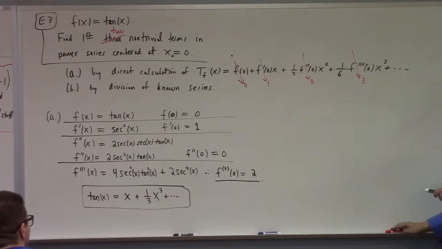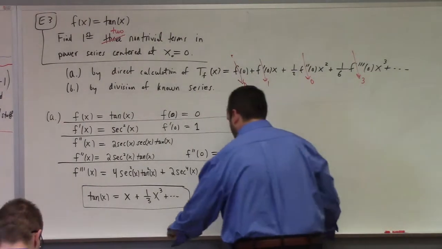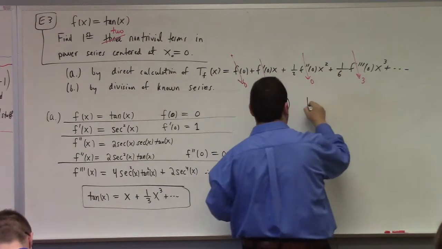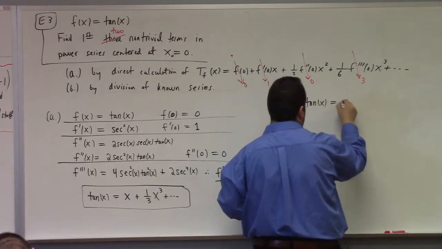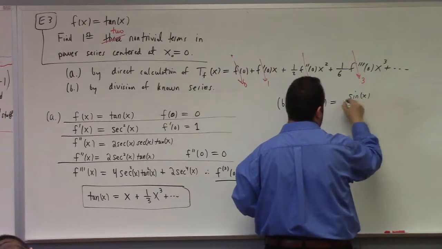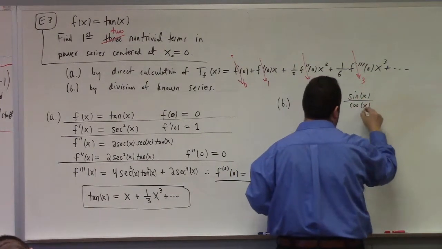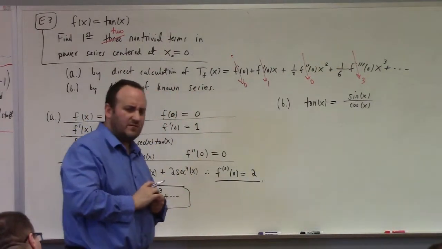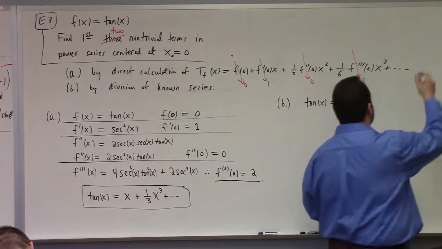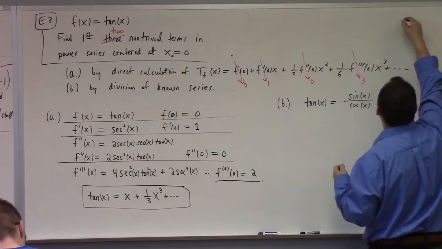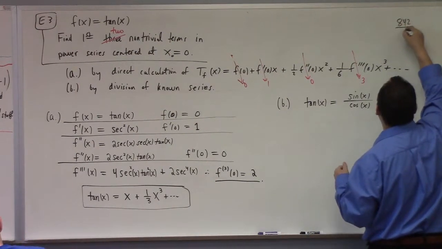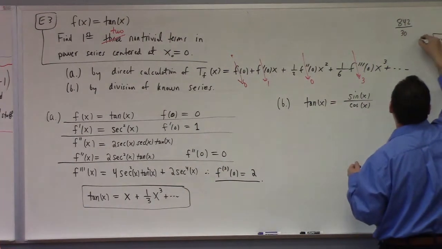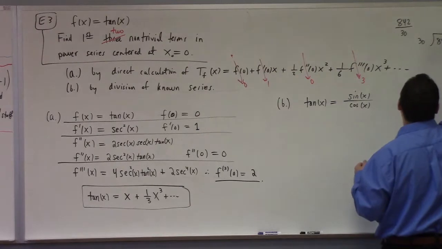So let's try B. Let's try method B. I think that's going to be an easier way to do this. So tangent of x is sine x over cosine x, right? So how did we do long division? Do you guys remember? If I had like 842 divided by 30, I do what? I put 842 here, I put the 30 over there, and I go to town, right?